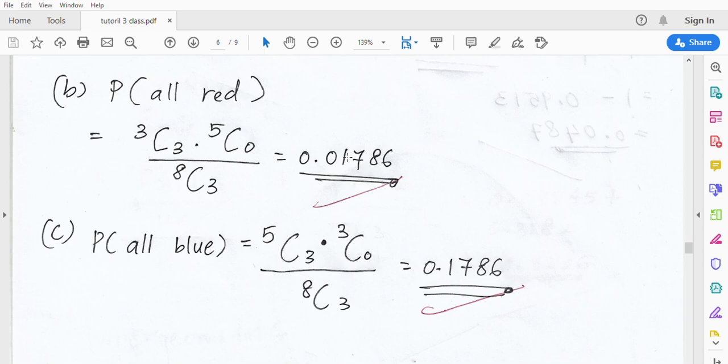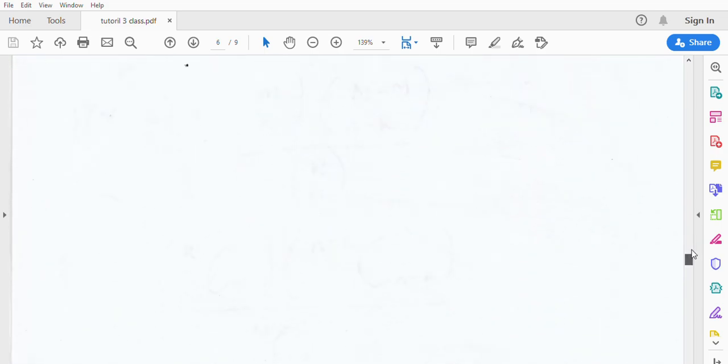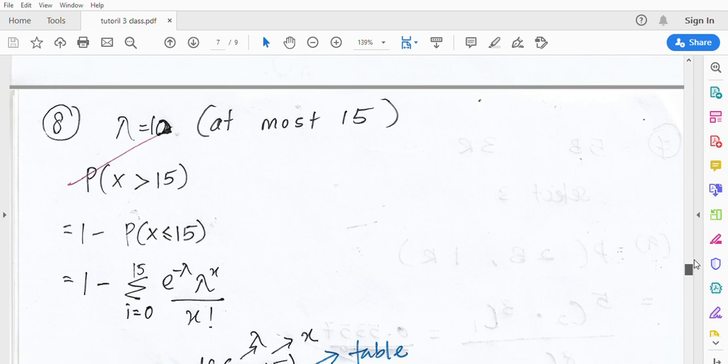And then C, what is the probability that all candies are blue. So for blue, same as the red. So 5 choose 3, and from red we choose nothing, divided by 8C3, we will get 0.1786. Okay, now continue with number 8.